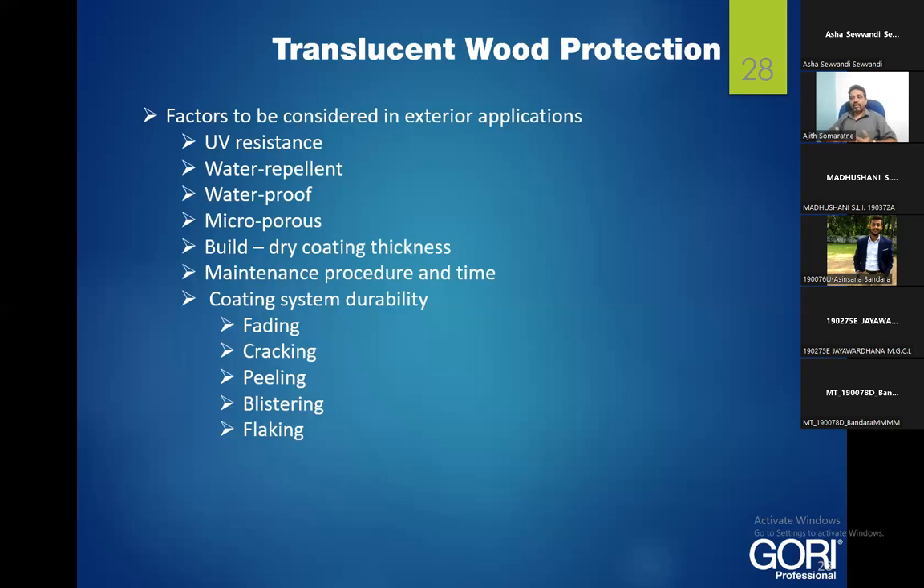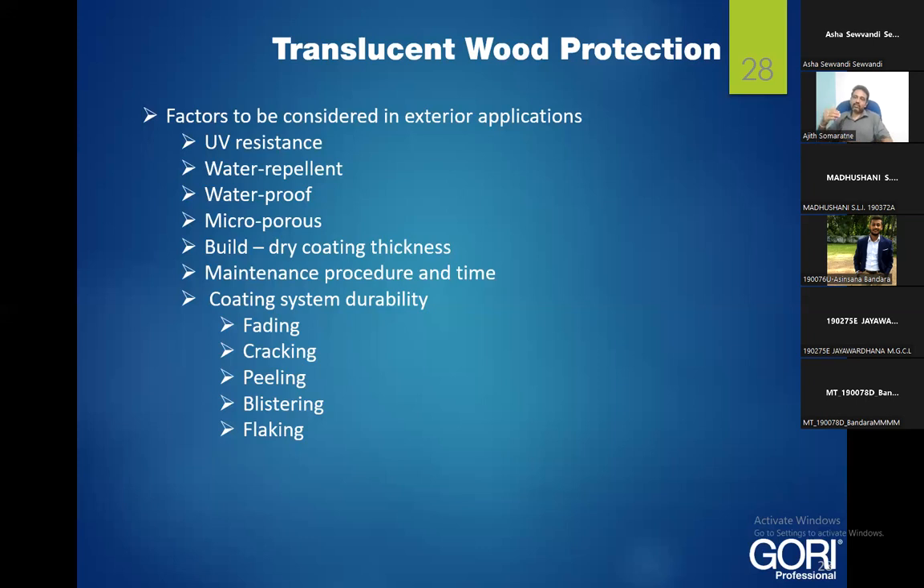Then the maintenance procedure and type, right? That is also a concern, because in some cases maintenance is very difficult, or even maintenance of a wood coating is very expensive. So maintenance time and procedure matter too. For some products like nitrocellulose coatings and varnishes, we have to remove the whole coating to do the maintenance. We have to remove the existing coating and apply a new coating. But for some other wood protection coatings, like stains, we can just clean and apply it, so the maintenance will be very little.